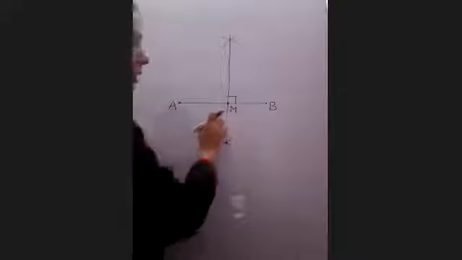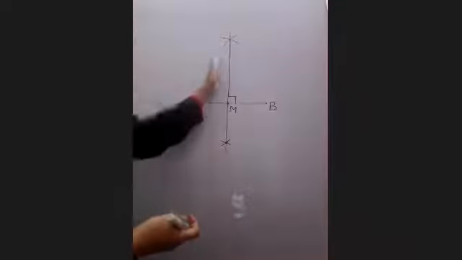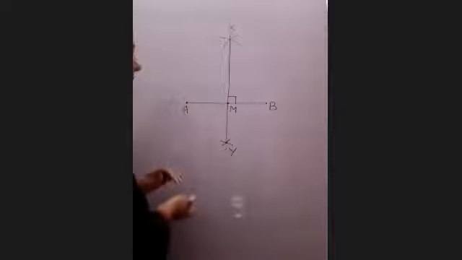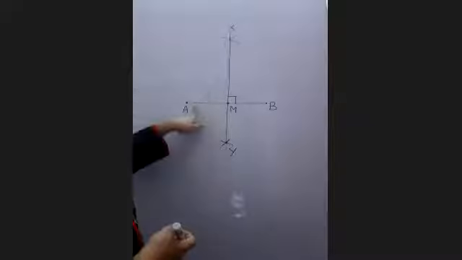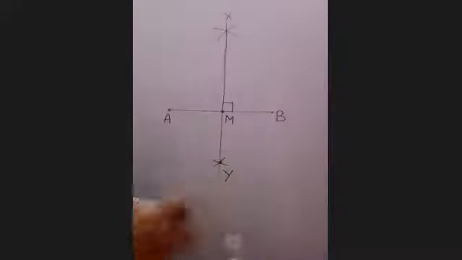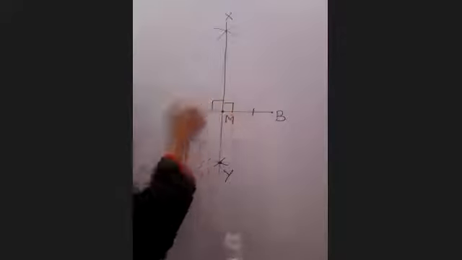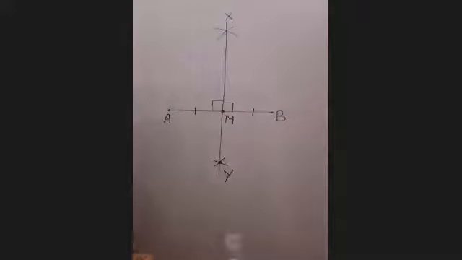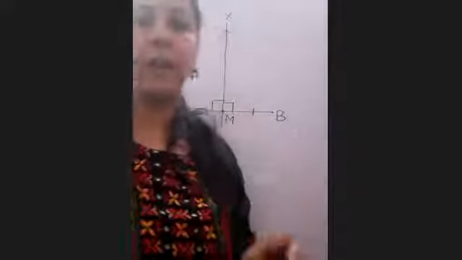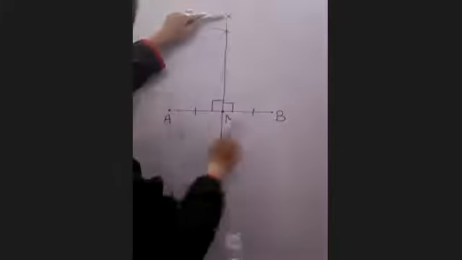Now this being the perpendicular bisector, what does it mean? Let this be XY. When I'm saying XY is the perpendicular bisector of AB, what is the conclusion with us? That AM is equal to MB, M is the midpoint. Also, do we have this angle equal to this? Yes, each 90 degrees.